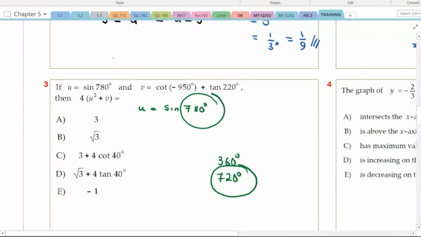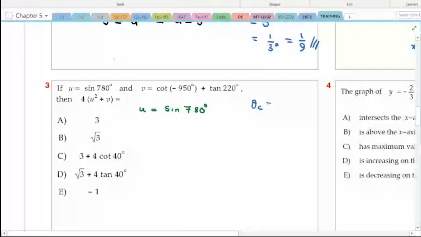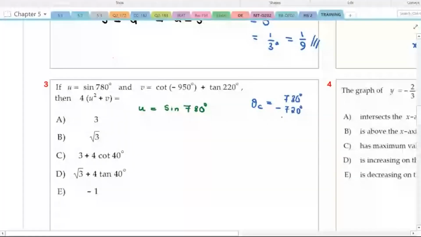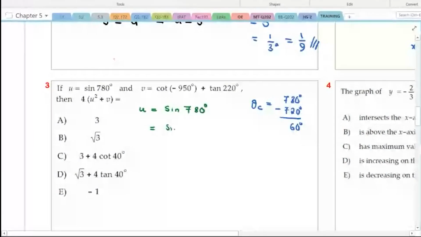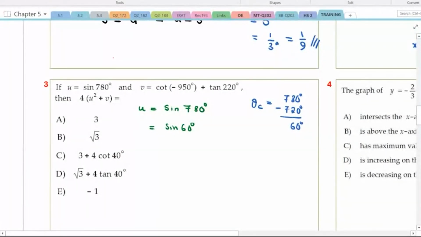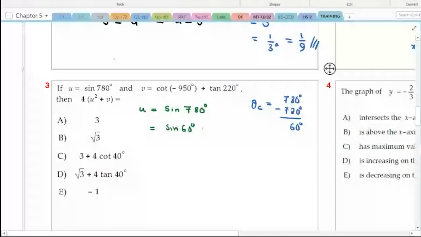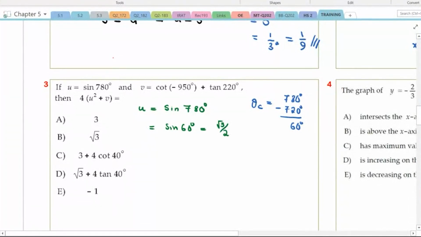So what do we do? First, we are going to find the coterminal angle. What is the coterminal angle? Let me write here. The coterminal angle, theta c, is going to be equal to 780 degrees minus 720 degrees. So we are going to rewrite this one. This will be equal to sine of 60 degrees. And what is sine of 60 degrees? Sine of 60 degrees is going to be equal to root of 3 divided by 2. I hope this one is clear. Now, let's go to the next one.